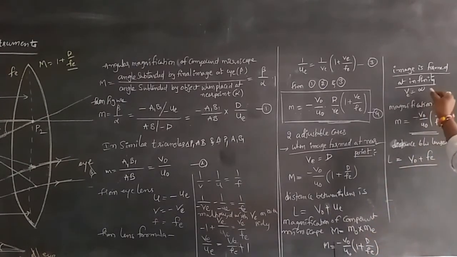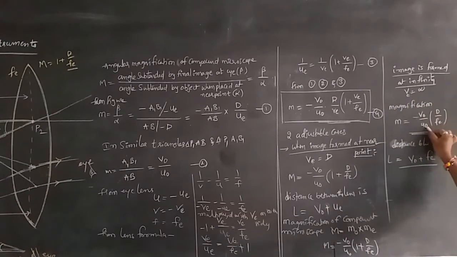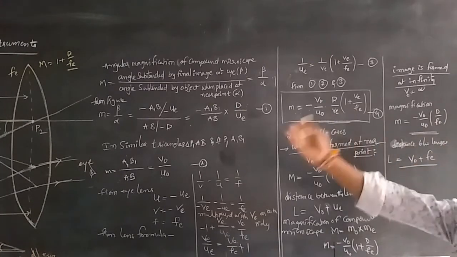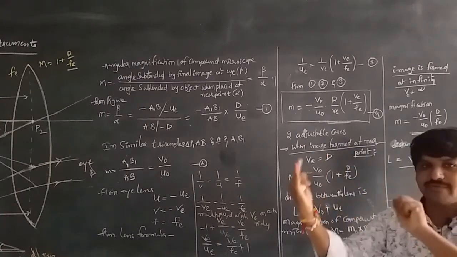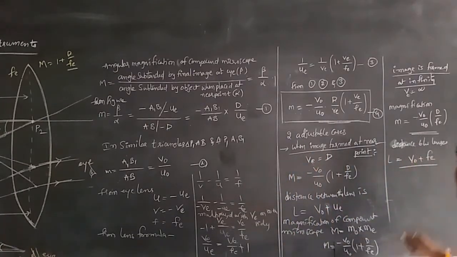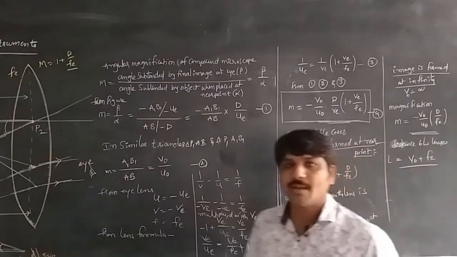If the image is formed at infinity, Ve is equal to infinity, then the magnification M is equal to minus Vo by Uo into D by Fe. The distance between the lenses, whenever the image is formed at infinity, between the objective and eye lenses, will be L is equal to Vo plus Fe. This is about the compound microscope.